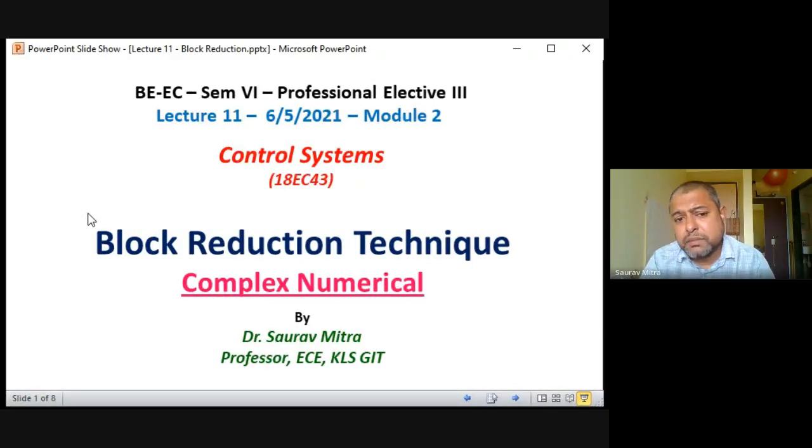I'll bring my handwritten notes today again after we solve these two numericals, and we have planned to do some 6 or 7 numericals today. So let us see what the numerical is, and the same numerical we will find in the book of M. Gopal.